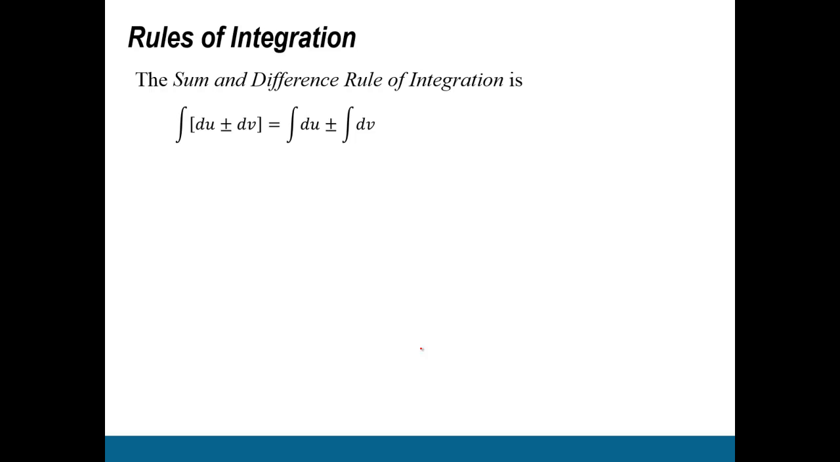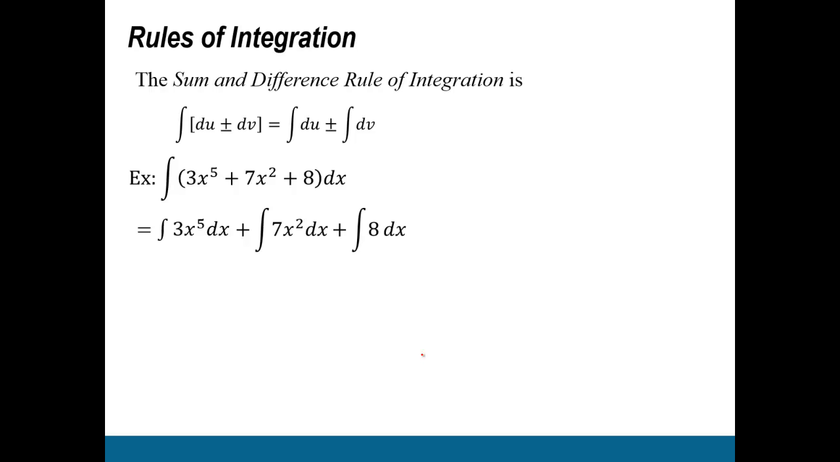The sum and difference rule says that we can distribute the integral operator between sums and differences. Let's take a look at an example. In this example, we're asked to integrate 3x to the fifth power plus 7x squared plus 8 dx. We'll use the sum and difference rule, and we will distribute the integral operator, which means that we will integrate each term individually. First, we'll integrate 3x to the fifth dx plus the integral of 7x squared dx plus the integral of 8 dx.